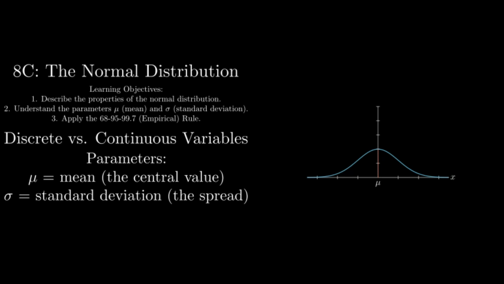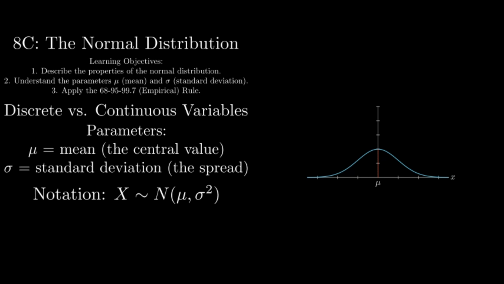To define any specific normal distribution, we only need 2 numbers, or parameters. The first is the mean, represented by the Greek letter mu, which tells us the center of the distribution. The second is the standard deviation, represented by sigma, which tells us how spread out the data is. A larger standard deviation means the data is more spread out, so the bell curve will be wider and flatter. A smaller standard deviation means the data is clustered tightly around the mean, so the curve will be taller and narrower. We use this shorthand notation to say that a random variable X follows a normal distribution with a mean of mu and a variance of sigma squared. Remember, variance is just the standard deviation squared.